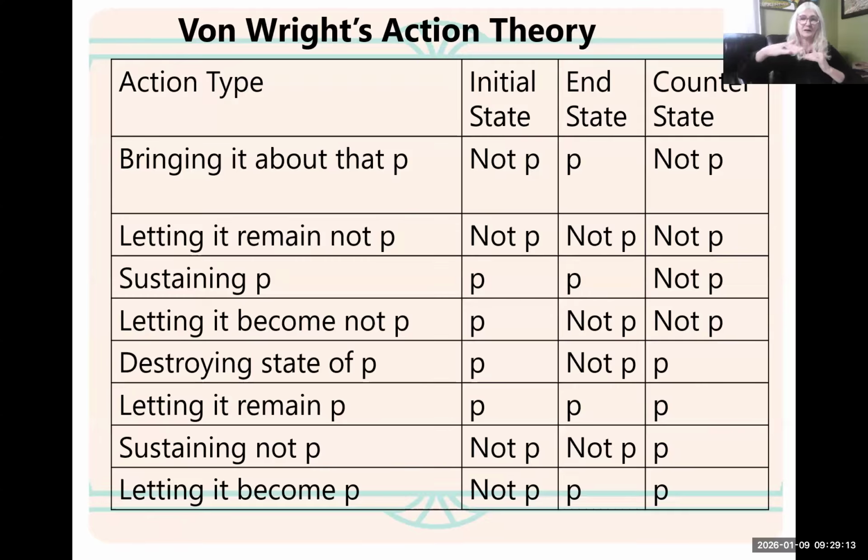Sustaining not P. Let's say that I have to keep my yard at a certain height of grass. Okay, so it can't be higher than a certain level. Let's say this level. Okay, so cutting the lawn to keep it not 4 inches would be an example of sustaining the state of not that tall. Letting it become P: again, I'm envisioning my yard and I allow native plants to grow wildly where I used to have formal plants.